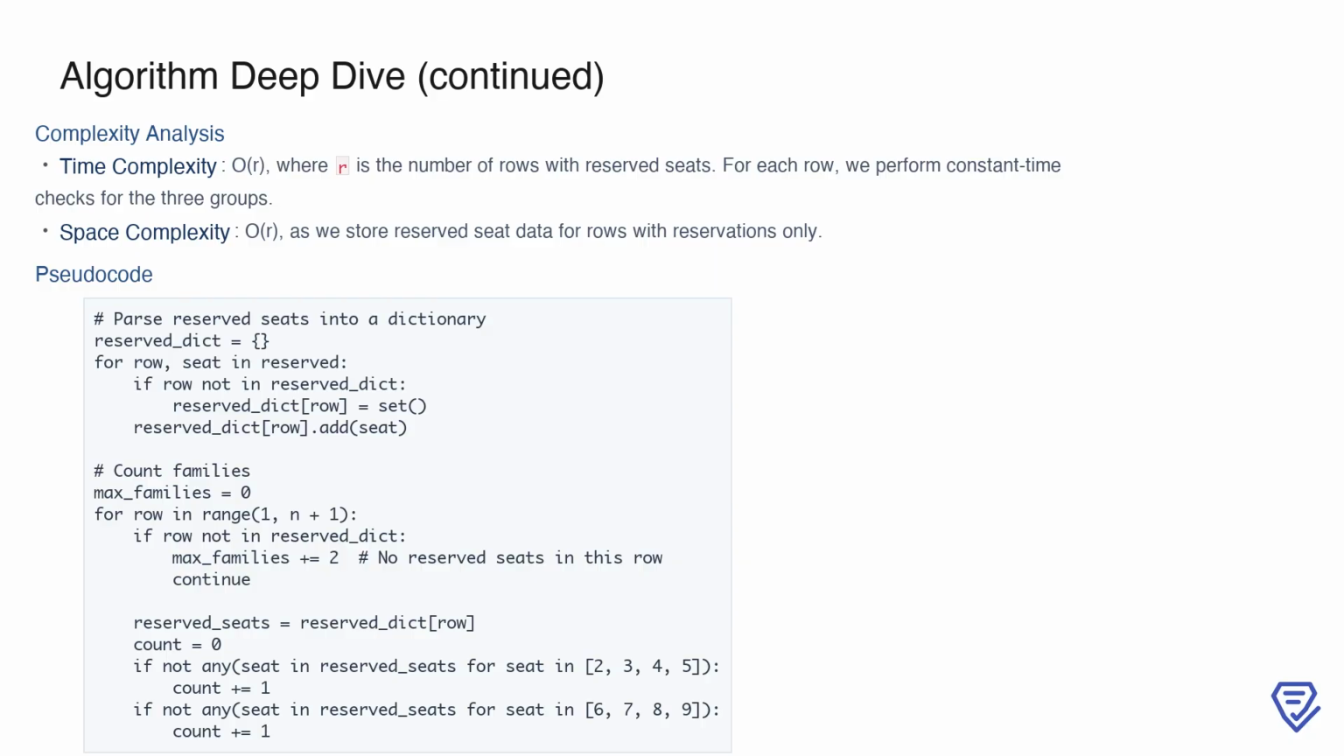For rows with reserved seats, we check each of the 3 groups, 2, 3, 4, 5, then 6, 7, 8, 9, and 4, 5, 6, 7, to determine availability. If a group has no reserved seats, we mark it as available and increment the count. This ensures that we efficiently determine the maximum number of families for each row, while accounting for reserved seats.